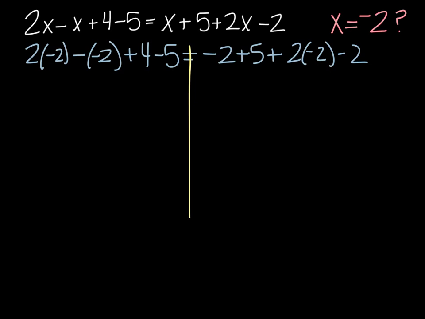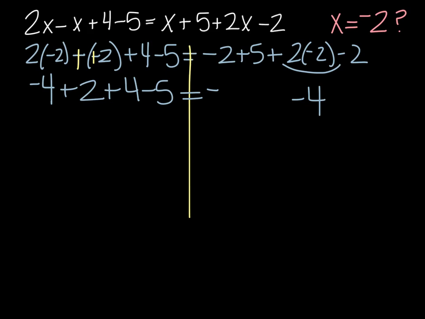All right, over on the left-hand side, I have 2 times negative 2, it's negative 4. I see minus a negative 2. I'm going to turn that into adding 2 right away. Then I have plus 4 minus 5. And we're going to check and see if that equals what we have over on the right, where I have to do my multiplication first. Okay, so 2 times negative 2 is negative 4, and then I'm just going to kind of bring down the rest. Negative 2 plus 5 plus negative 4 minus 2.